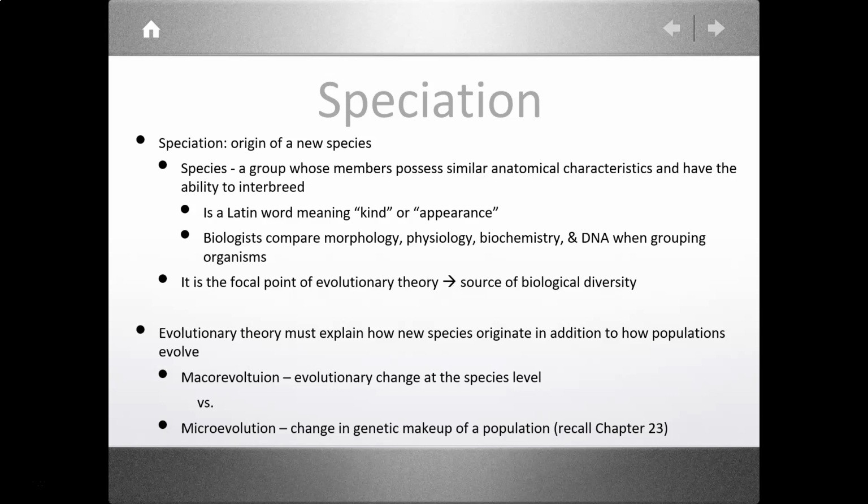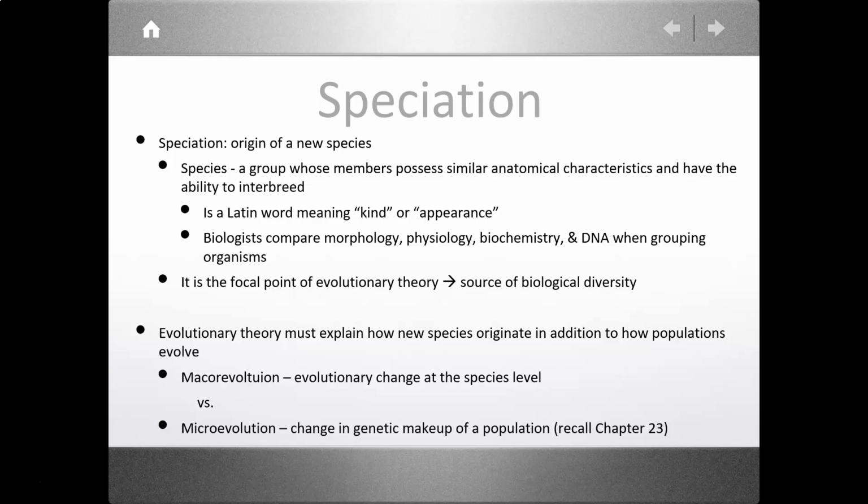So ultimately, speciation is the crux of evolutionary theory. It's the way that we discuss changes in organisms over time and the overall biological diversity. This is the source for it. So evolutionary theory has to be able to explain how new species originate. How do they come to be? And so we can look at it from a macroevolutionary scale, changing at the big species level, which is what we're talking about here. And if you go back to Darwin, that's really what he was focused on.